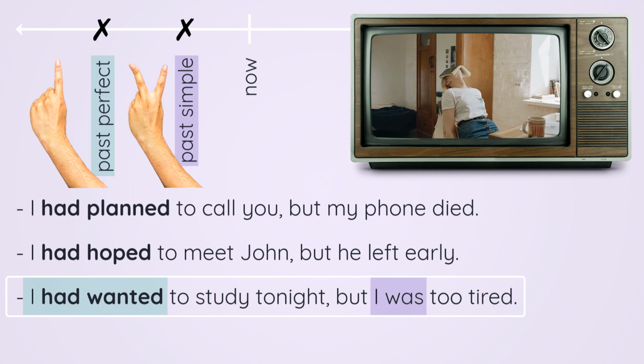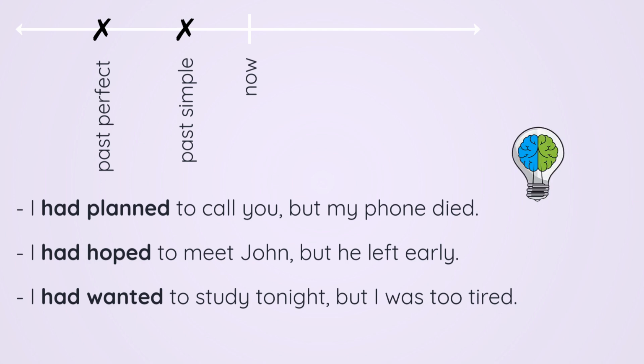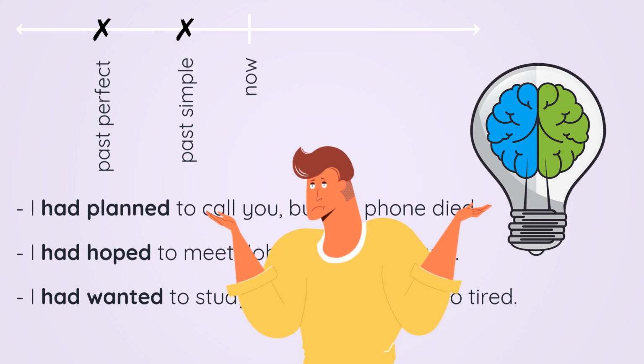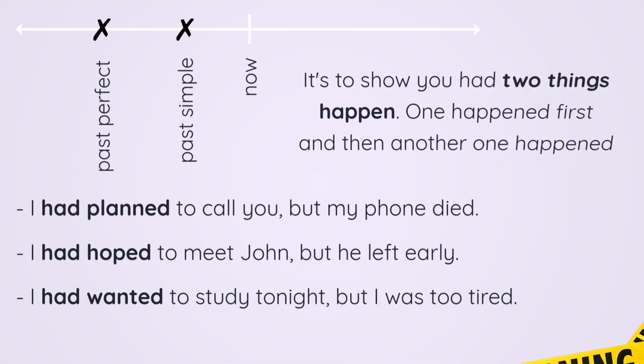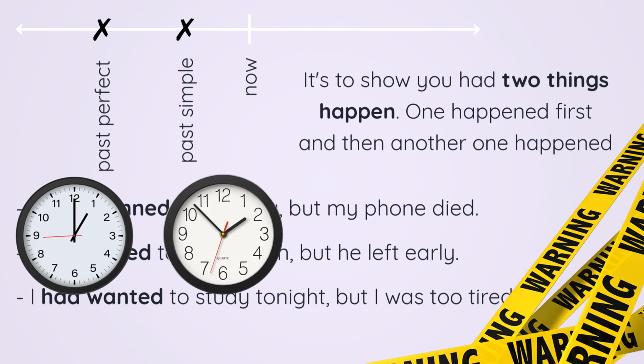So you see here, had planned, had hoped, had wanted. All of these are the past perfect. Yes, it's an advanced tense, but if you understand in what context we use it or why we use it, then it'll make more sense to you to want to use it and to be able to use it. But first, we have to understand why do we even have this. Well, it's to show you had two things happen. One happened first, and then another one happened. And all of them happened in the past. Let's look at some other verbs that we could use in the same way.